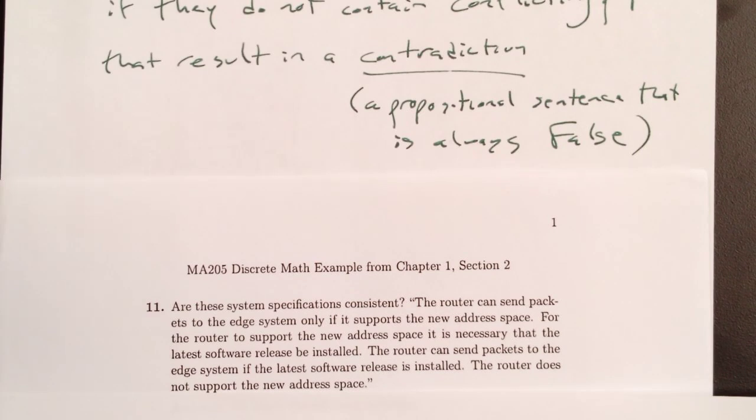I have 4 logical sentences here. I need to turn them into symbols. Figure out, is there any set of values for those variables that makes this true? All 4 of them at the same time. So the first thing I need to do is go through here and start labeling. What are my propositional variables?